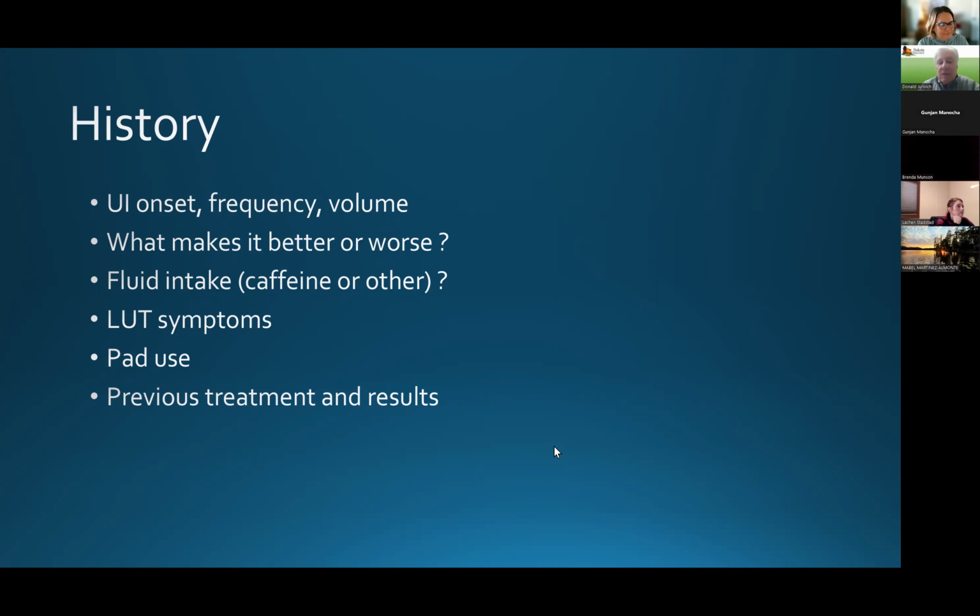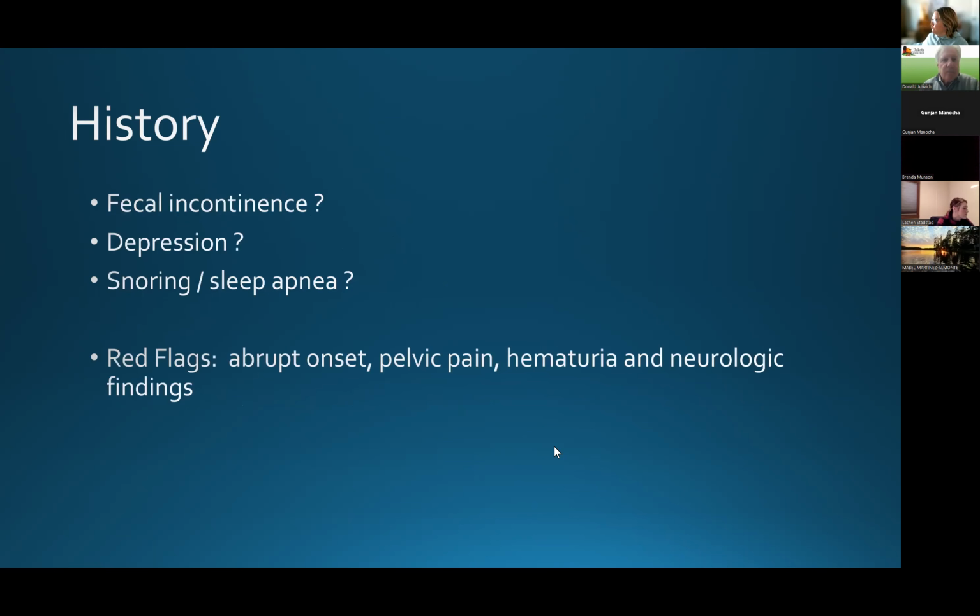And then the LUTS symptoms, right? Those are the frequency and all those other symptoms, nocturia, and so forth. You also can ask, do you use pads or any special garments? And then also try to understand what they've done in the past to help this. A lot of times they'll say, oh, I got this medication and it didn't make any difference. So then you think about non-pharmacologic interventions.